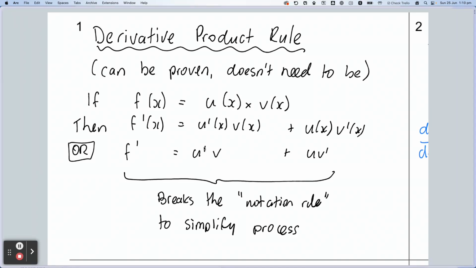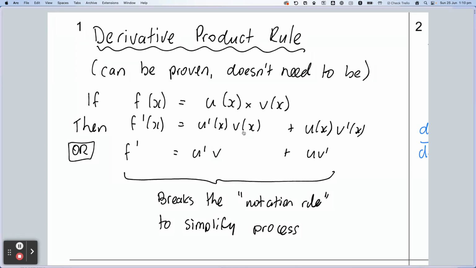So that means find the derivative of the first part and multiply it by the second mini function, and then add to it the first function multiplied by the derivative of the second bit. And that's it. That's the product rule. It can be proven. You don't need to prove it. You just need to be able to use it.